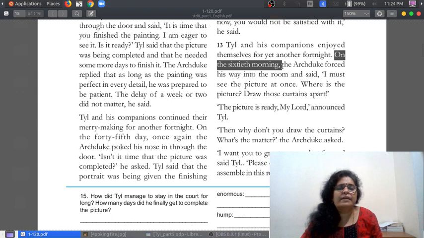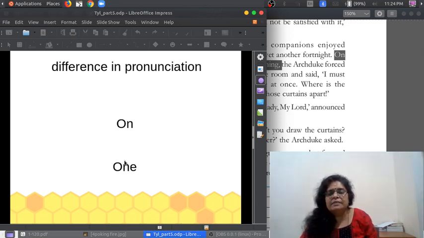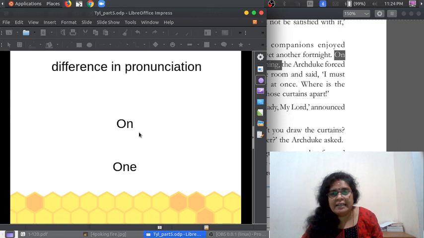On the 16th morning. On. See here. This word and this word. What is the difference in pronunciation? Tell me. How do we read this word? On. How do we read this word? One. V. Not O, but V. One. On. One. Some of you, or most of the people, make errors in pronouncing these words. So remember, this is on and this is one. Our lower lip touches the upper teeth. Okay, one.